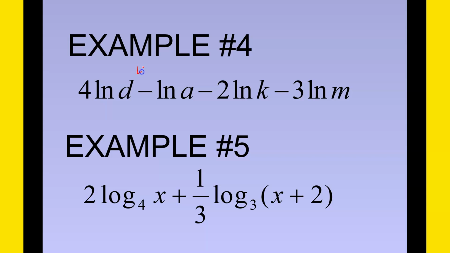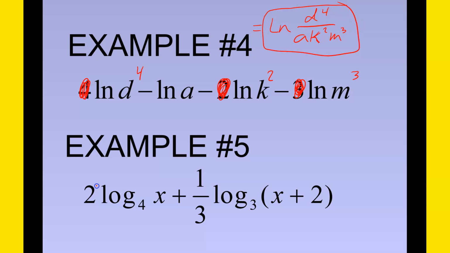Okay, keep on trucking. Put a 4 there, mark that out. Put the 2 there, mark that out. Put the 3 there, mark that out. I have one single ln. D to the 4th is the only thing in the numerator because everything else is subtracted. In other words, everything else has a minus sign in front of it. The d to the 4th is the only thing that doesn't have a negative or a minus sign in front of it. So that is in the numerator, but the a, the k squared, and the m cubed are all in the denominator.